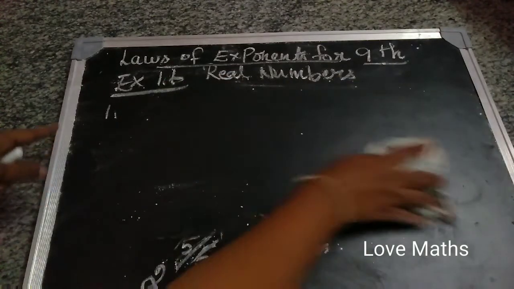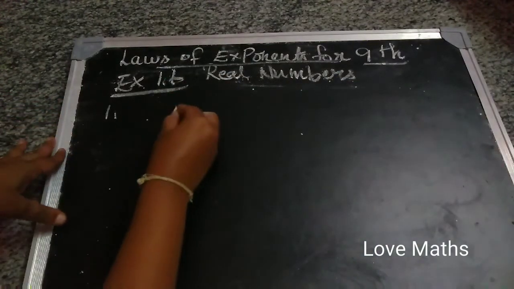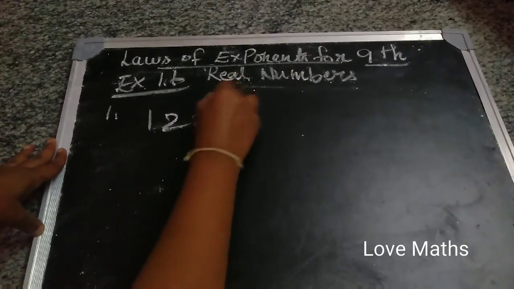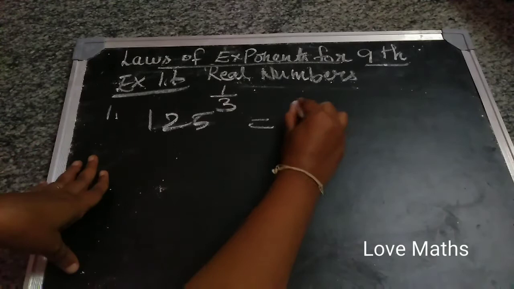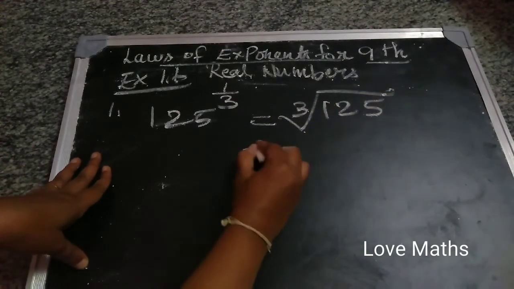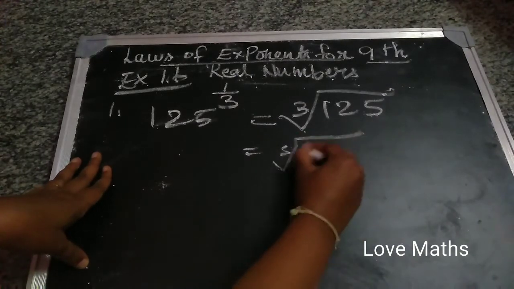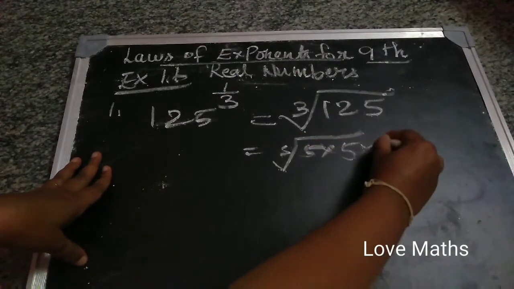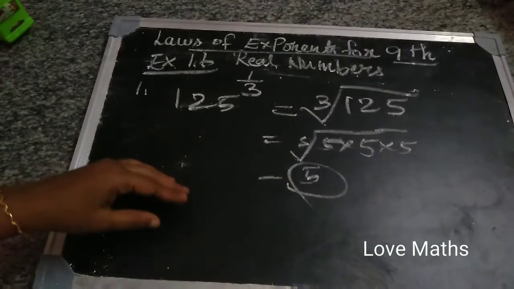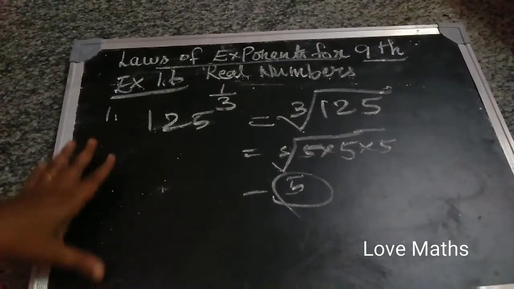1 by 125 whole to the power 1 by 3. This means the cube root of 125. How to write 125? 5 into 5 into 5. So 3 times is there. Take 1 time outside. This will be the answer because it is the cube root.